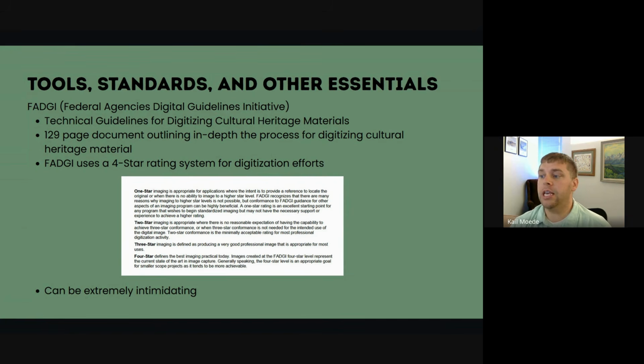So essentially, 1 star is your lowest. It's kind of the starting point. If you can't do anything else, hitting a 1 star is fine. But here they say that 2-star conformance is the minimally acceptable rating for most professional digitization activities. So aim for 2-star if you can, but hitting these standards, reading into them, seeing what's the best for you is the most important part.